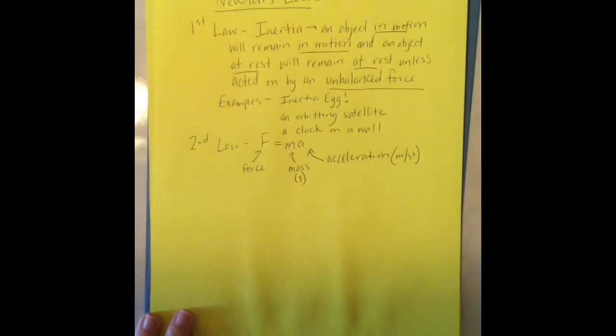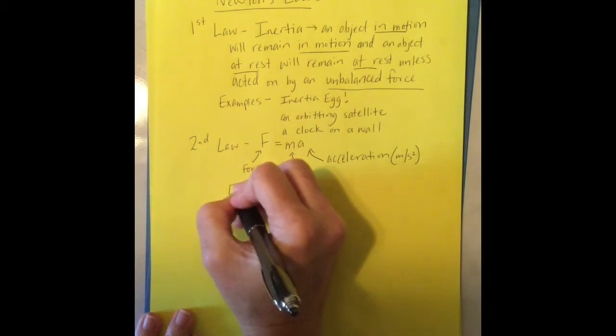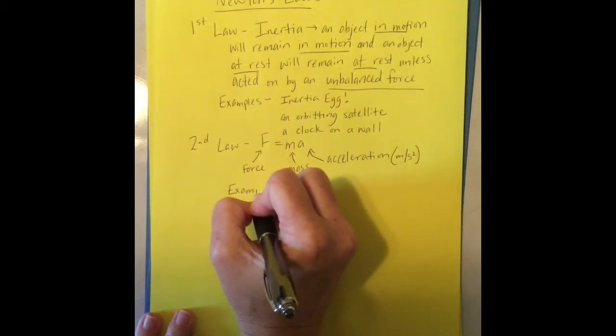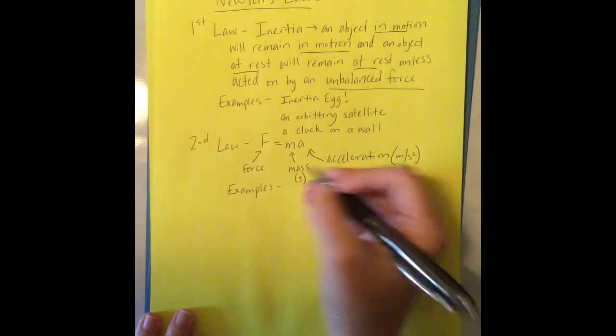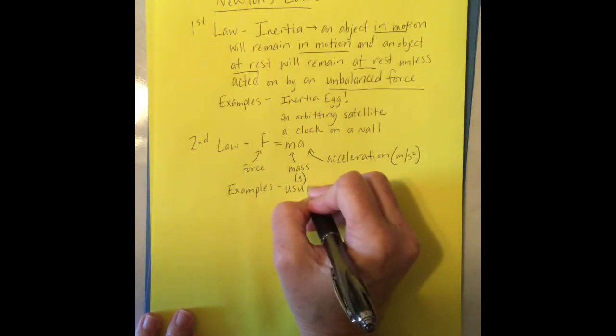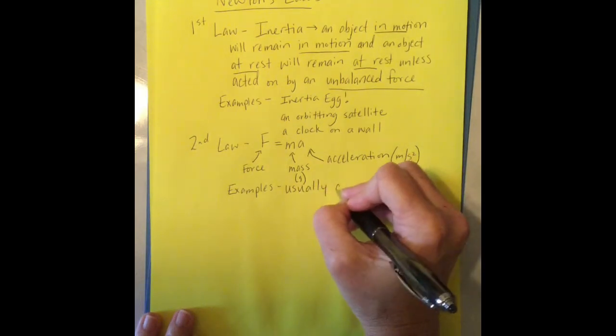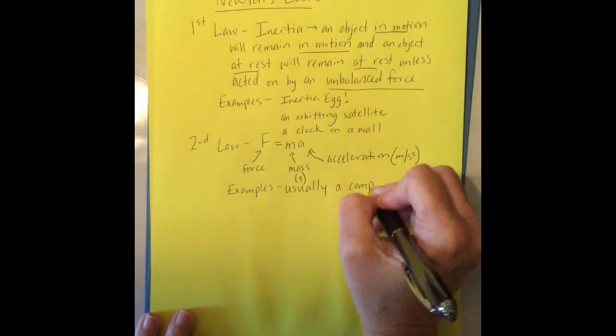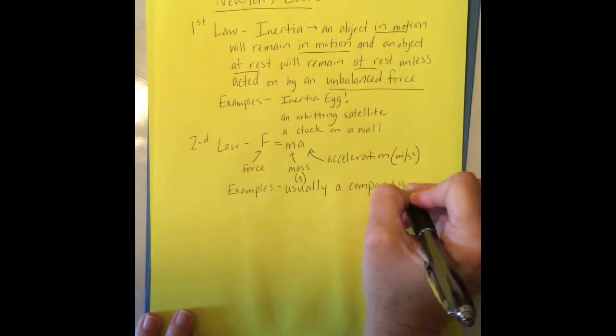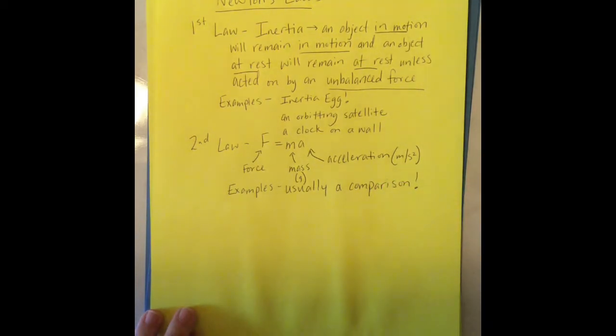Now, when we look at examples of Newton's second law, often they are given to us as a comparison between two things. So they'll usually change the force, or they'll change the mass, or they'll change the acceleration and ask you about one of the variables.